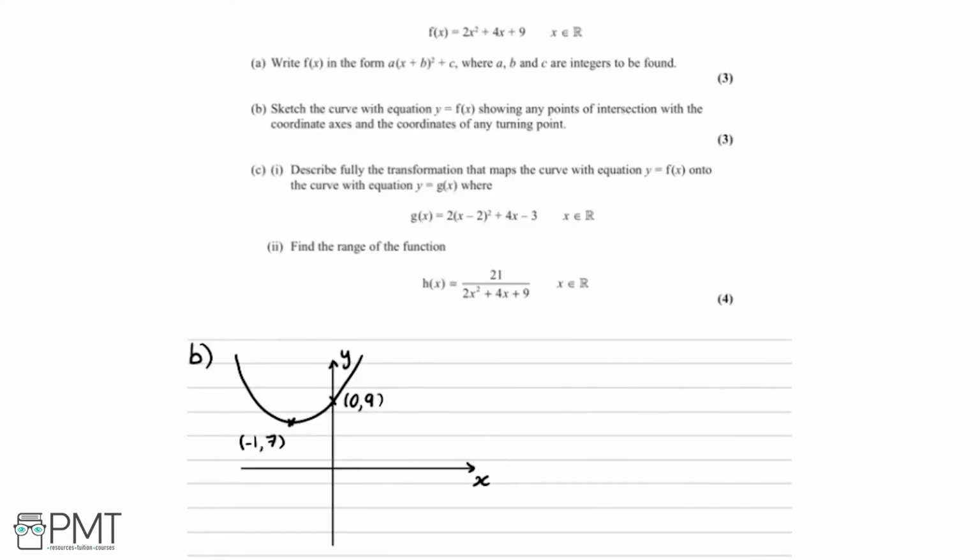Right, so we're going to take a look at the final part, part C, part 2. And we need to find the range of this function h of x, where h of x is defined as being 21 over (2x squared plus 4x plus 9). I've also copied in our answer to part B here because that might be useful in a minute. So the first thing to notice is that if we write out h of x like this, the denominator of h of x is actually f of x. So we can rewrite this as h of x equals 21 over f of x.